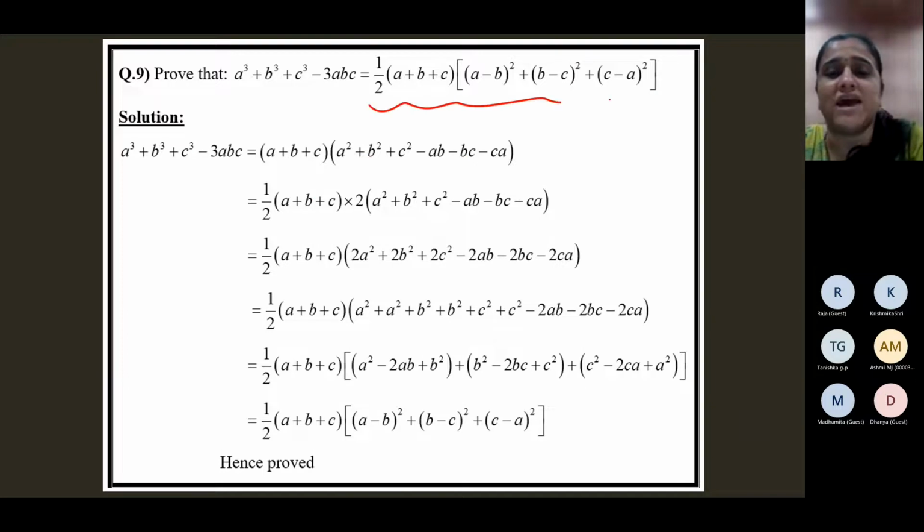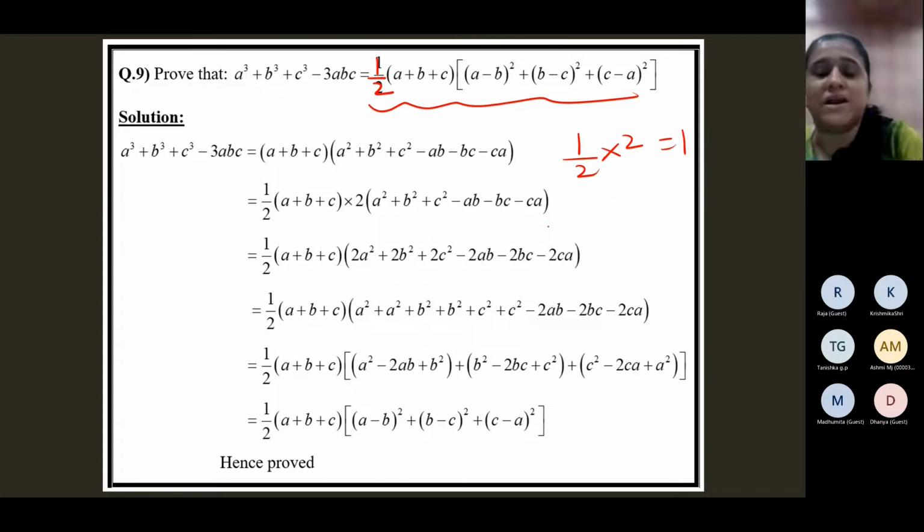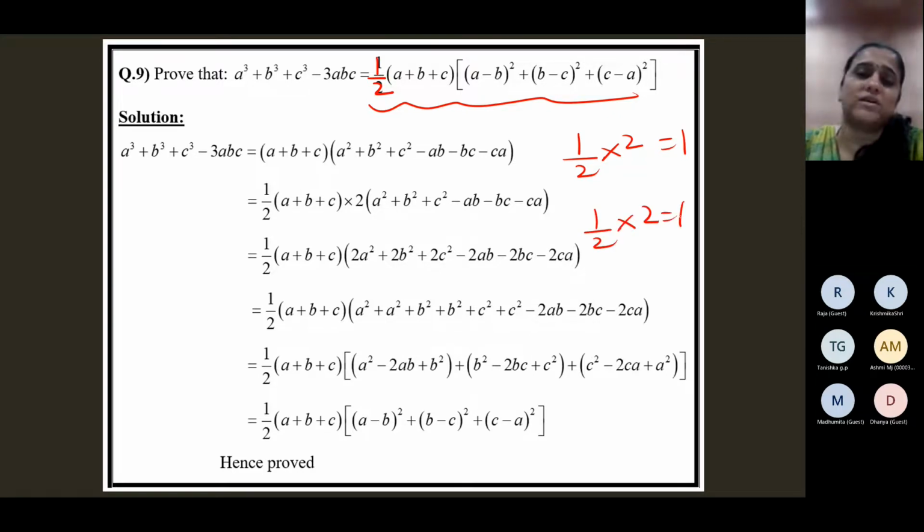Now since the RHS has a half here, what we do, now tell me what is half into 2, children? What is half into 2? What is half into 1? 1, ma'am. Because the product of a number and its reciprocal is always 1. So half and its reciprocal 2, the product is 1. So supposing you have some number, you multiply this by 1 by 5, and then you multiply by 5. What's the answer?